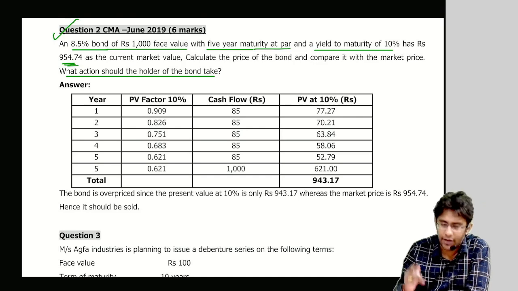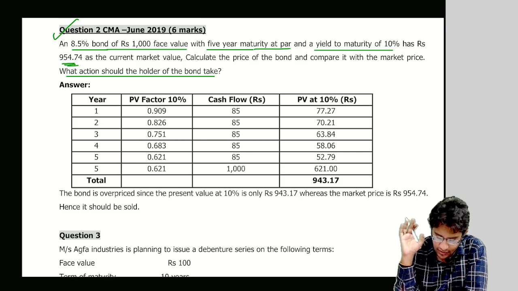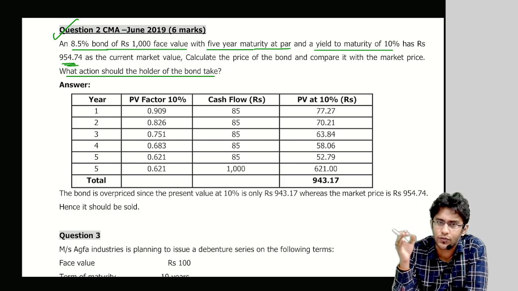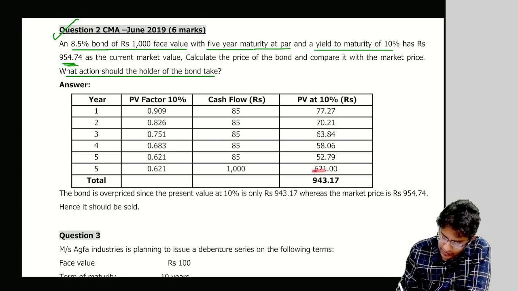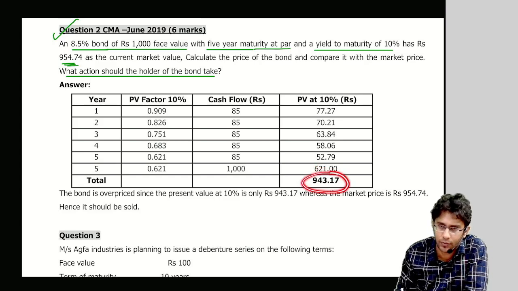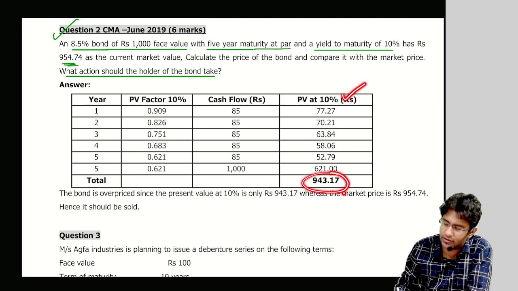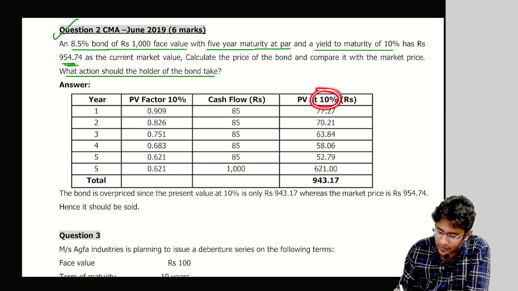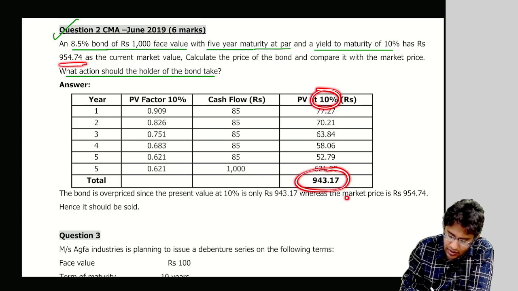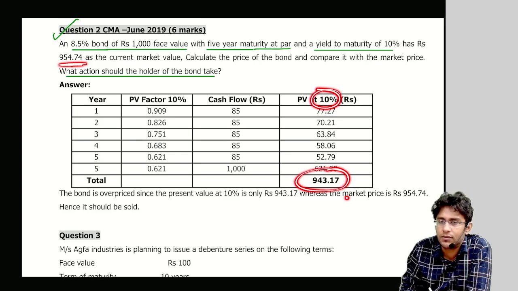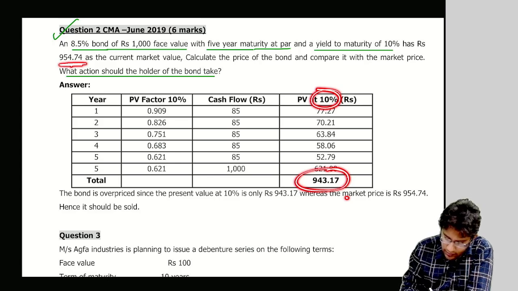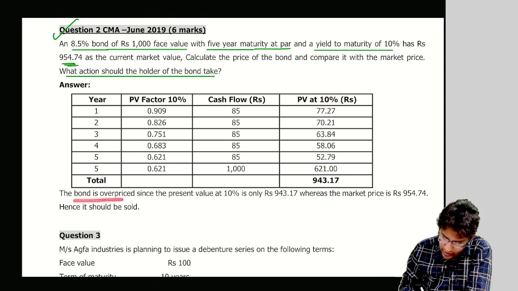What is he asking? He gave you the bond terms. The bond has a life of how many years? 5 years. So you discount the next 5 years of cash flows and work out the price. How much fair value did you get? 943.17. To earn your desired rate of 10%, how much should you invest? 943.17. But actually the bond is trading at 954. Is the bond overpriced, underpriced or correctly priced? Overpriced. When a bond is overpriced, will you buy? No. But if you already have the bond, that's all. The bond is overpriced.